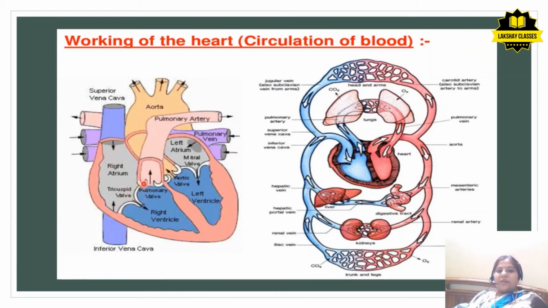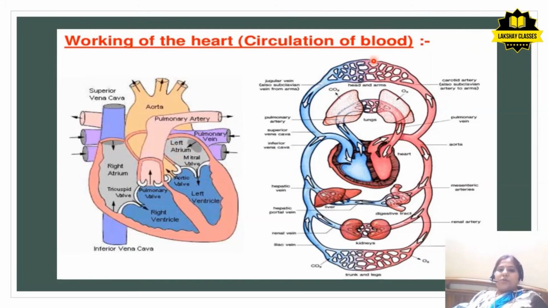You can see these are the doors which are separating the right atrium from the right ventricle and the left atrium from the left ventricle, and these doors are called valves. This valve is the tricuspid valve, which is present in the right half, and this valve is called the bicuspid valve or mitral valve, which is present on the left side of the heart.